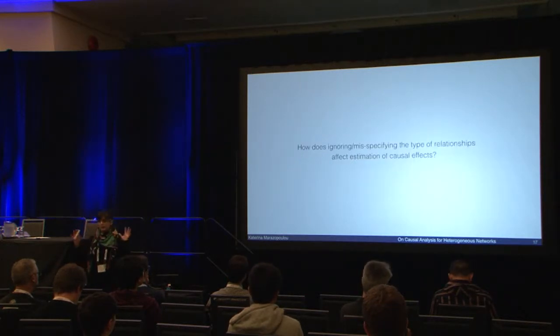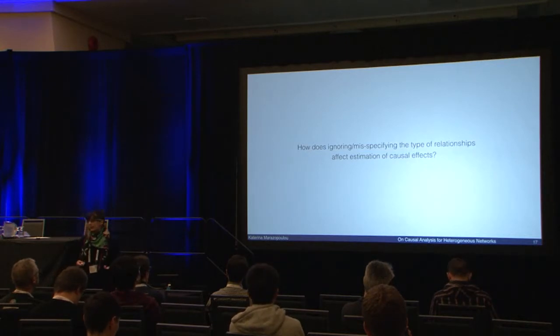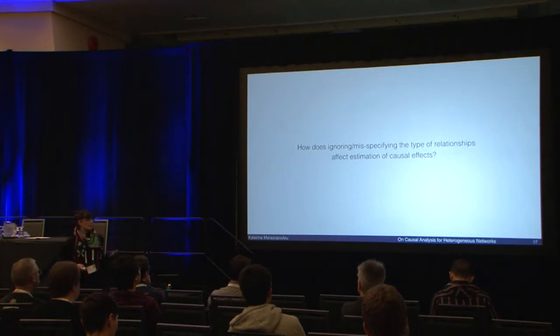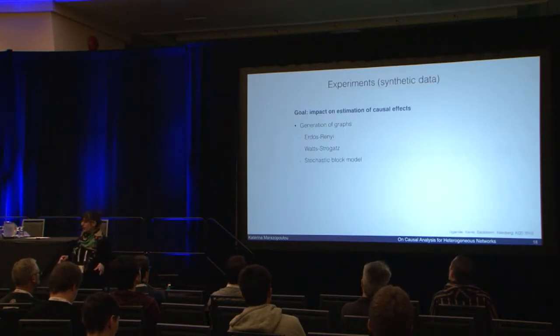Great. So we have defined all these maybe complex notions and sets. And now the question we actually do care about is, what do we do with this? Do we care about this? What happens when we ignore all this extra information or we misspecify it? And specifically, what happens for estimation of treatment effects? So to answer that, we ran a set of synthetic experiments.